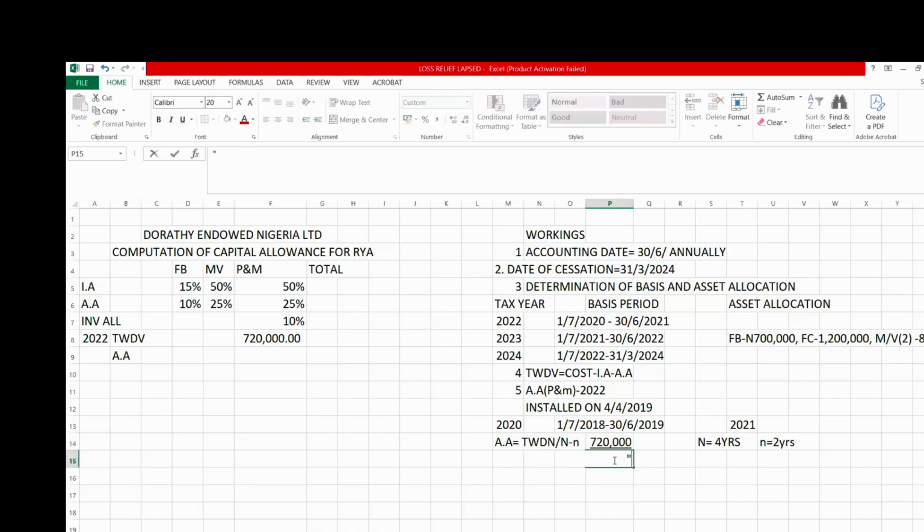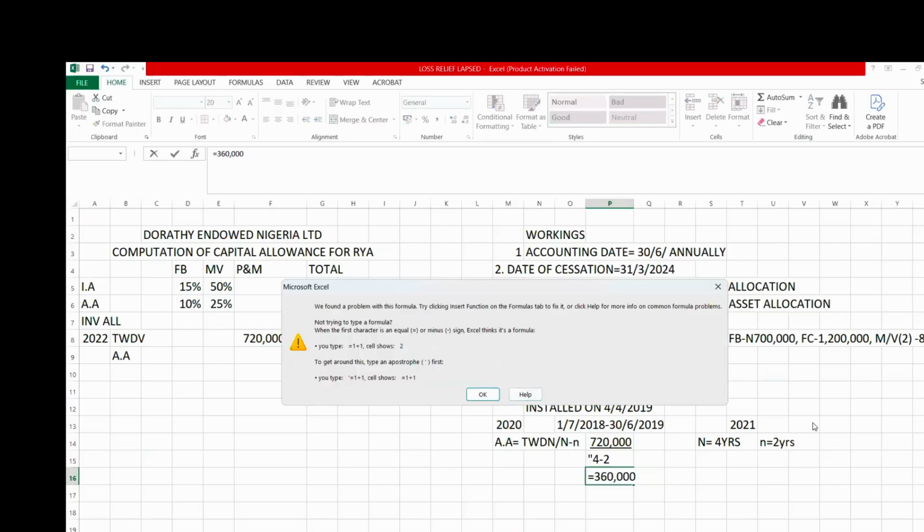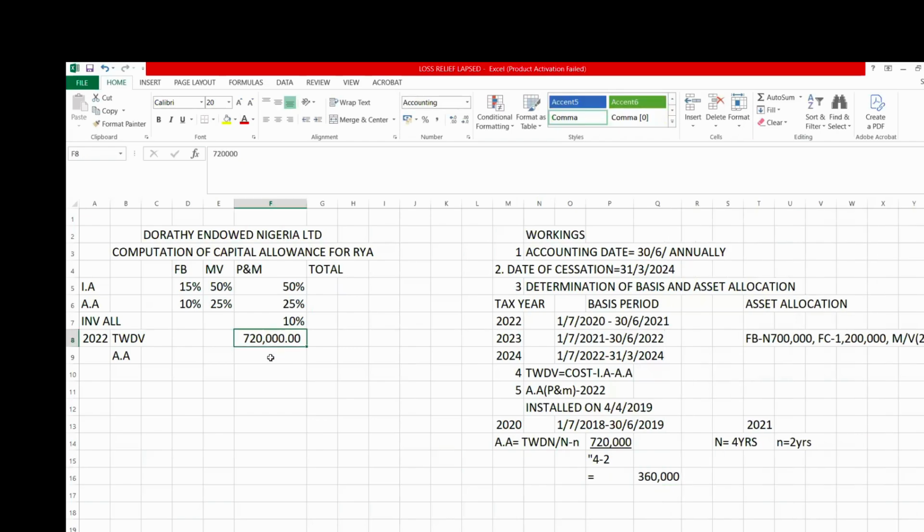4 minus 2. So that will give me 720 divided by 2, which will give us 360,000. So your annual allowance for this year will now be 360,000.